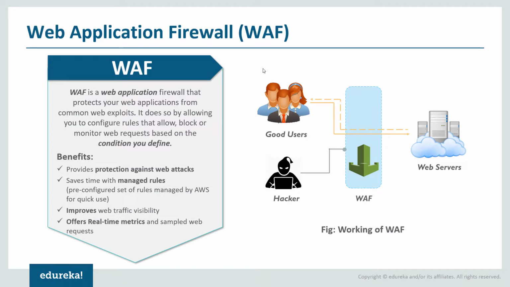AWS Web Application Firewall will protect you from common web exploits. So you can go ahead and write rules that will allow what kind of traffic has to be passed, and you can also block and monitor the web request, and you can define conditions. This WAF will help you to protect against web attacks, and it will help you to manage the rules and saves time by the existing pre-configured rules.